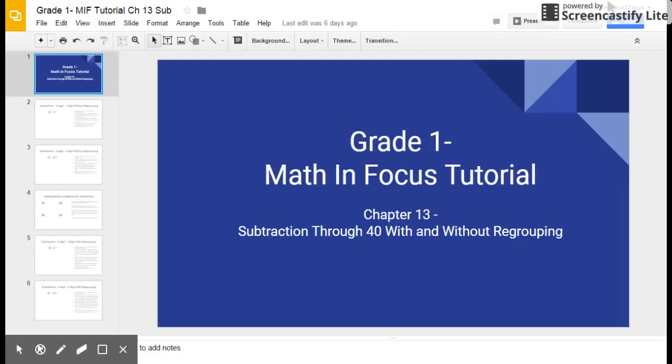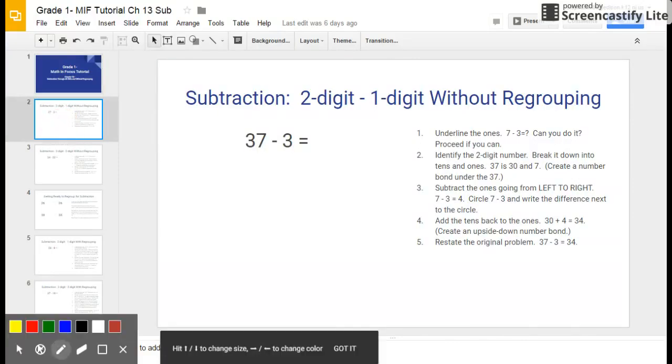This is a grade 1 math and focus tutorial on chapter 13, subtraction through 40 with and without regrouping. Our first problem is a 2-digit minus 1-digit without regrouping problem. We have 37 minus 3.